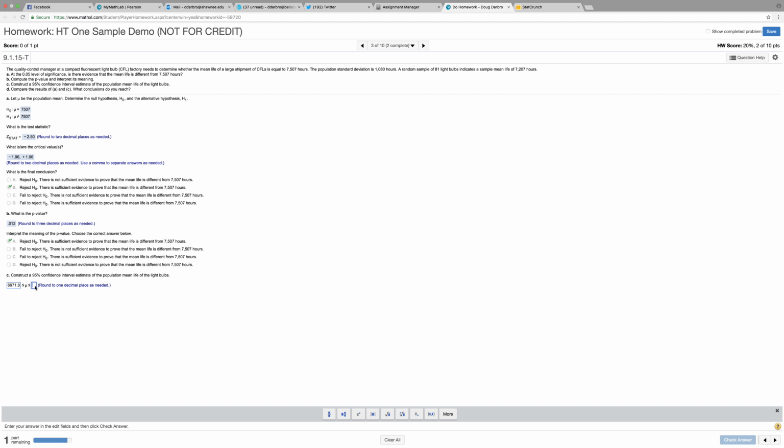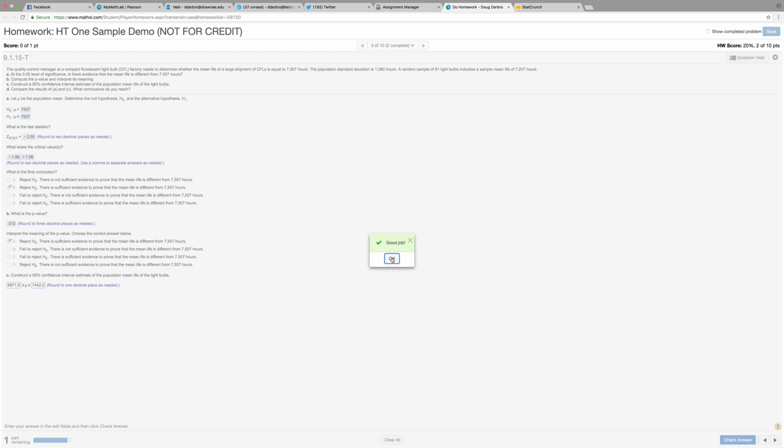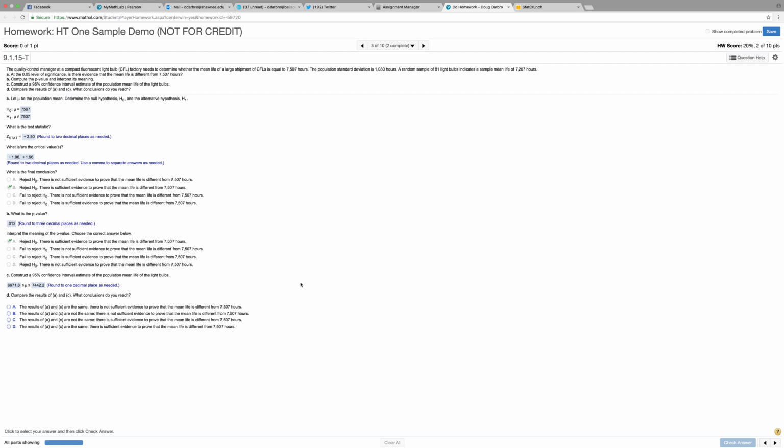At this stage, you're just hoping that you don't commit a typo because you know you got it right. All right, compare the results. The results of A and C are the same because there is sufficient evidence to prove that the mean is different than 7507, because 7507 is not in our interval.